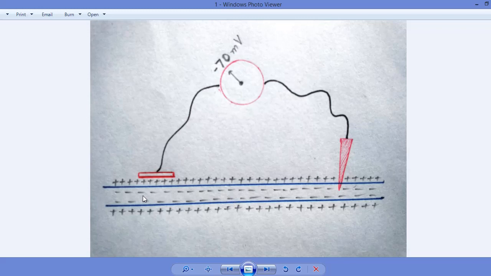But then why is the internal environment symbolized over here as negative? Because the internal environment is negative as compared to the external environment. In comparison to the external environment, the internal environment is negative, and in comparison to the internal environment, the external environment is positive.